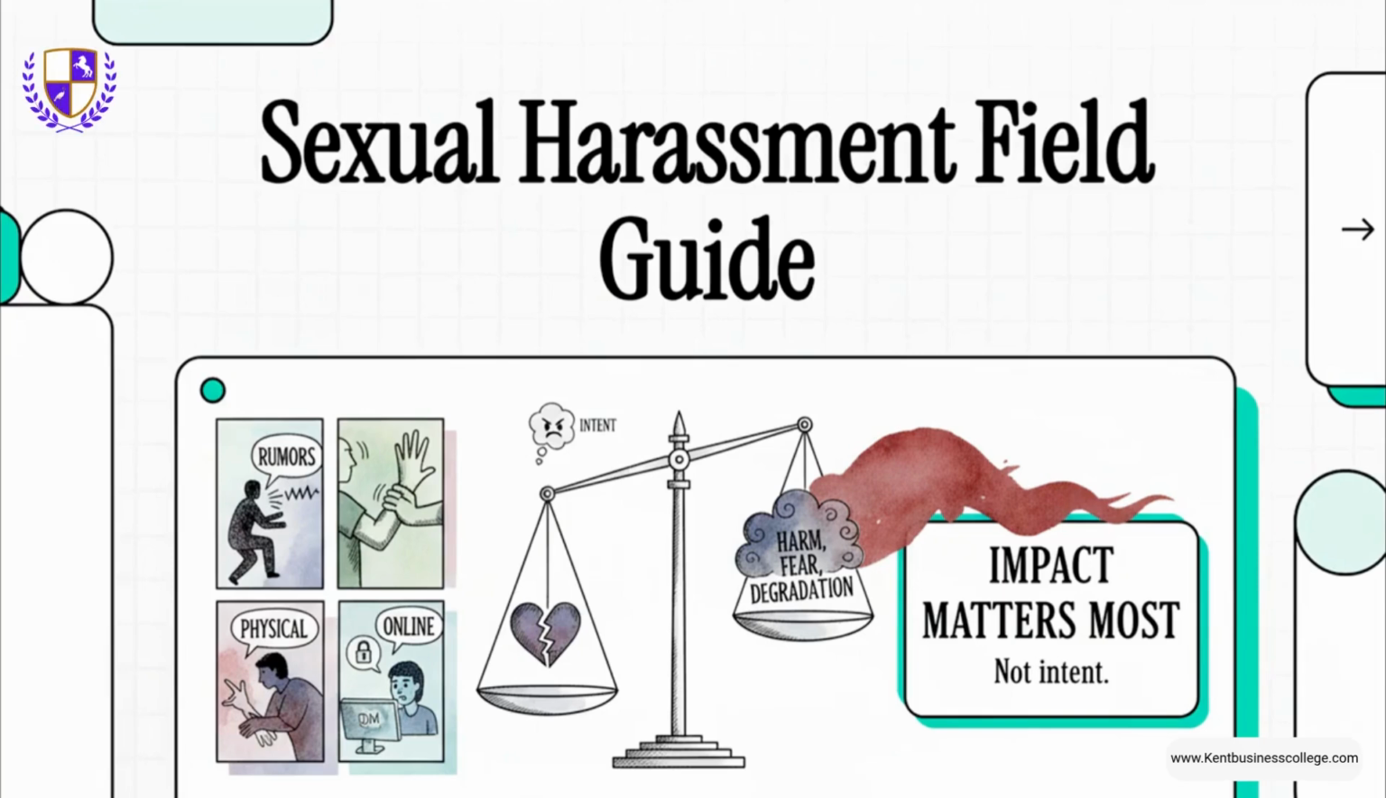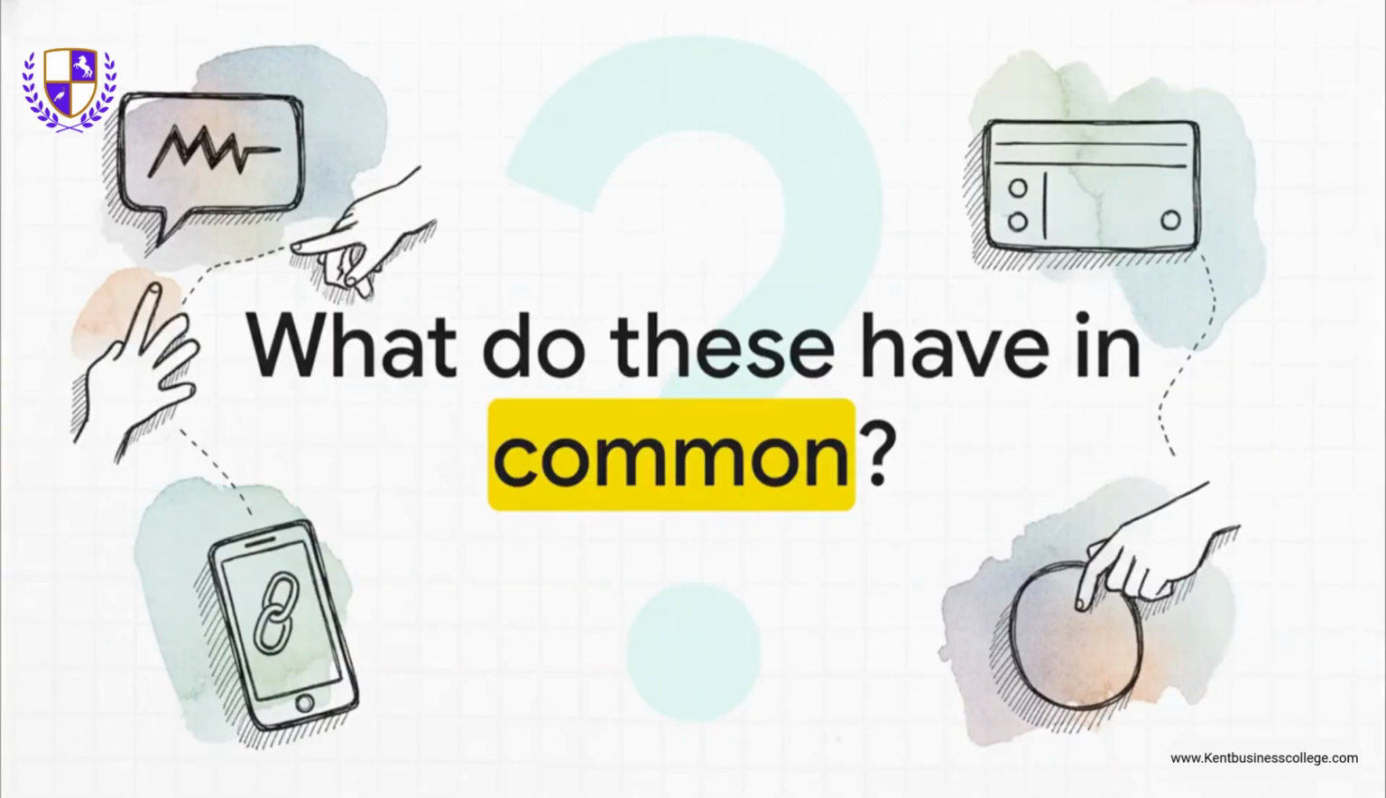Welcome, apprentices. Today, we're going to build a simple field guide for spotting something that can be super confusing at work: sexual harassment. We're going to cut right through all the noise and make this crystal clear. All right, let's kick things off with a little puzzle to get our brains fired up. I'm about to show you 3 completely different scenarios. All you have to do is figure out the one single thing they all have in common.